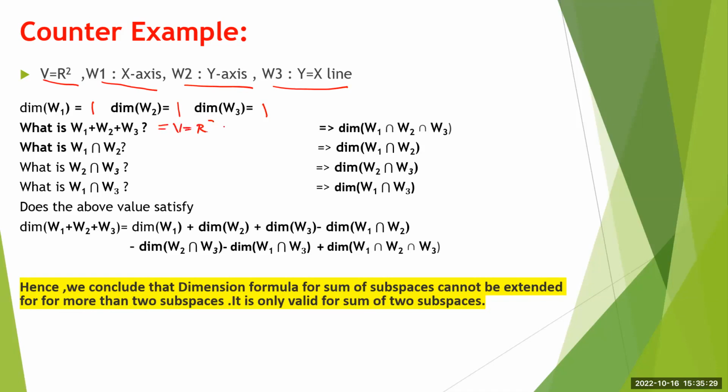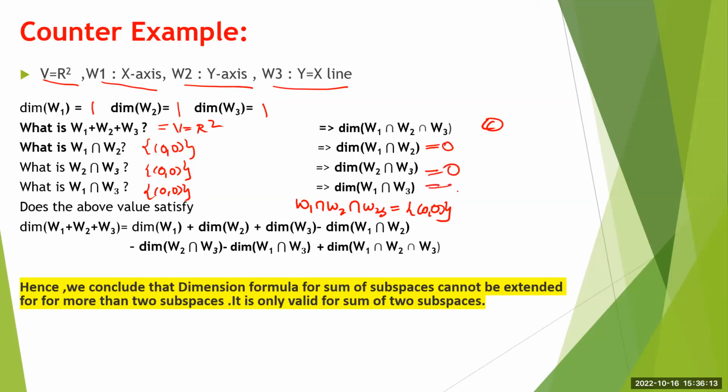W1 intersection W2, that is the intersection of the x-axis and y-axis, is theta. The intersection of the y-axis and the line y is equal to x is again theta. The x-axis and the line y is equal to x, again it's theta. And W1 intersection W2 intersection W3 is again theta. So the dimension of W1 intersection W2 intersection W3 is 0 since it's theta. The W1 intersection W2 dimension is also 0. Similarly, all are 0.